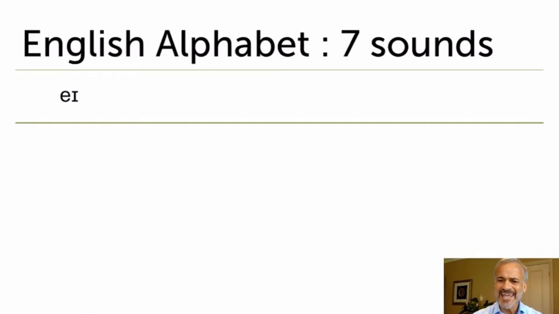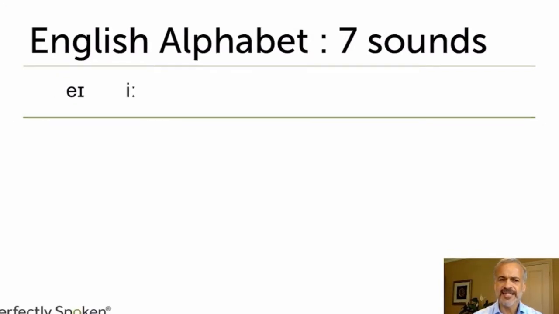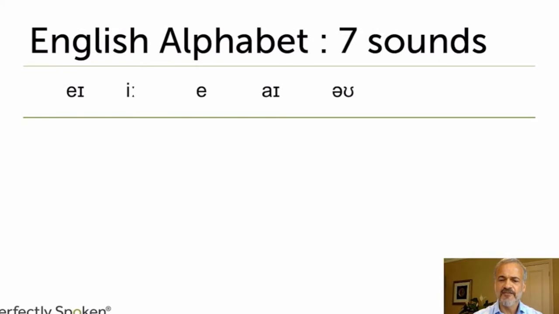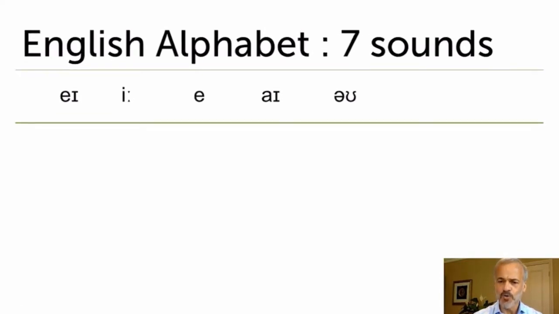The first one is A. The second, E. The third, E. The fourth, A. The fifth, O. The sixth, U. And finally, R. So from the beginning, A, E, I, O, U, R. Now, let's have a look at the letters that go with these sounds.